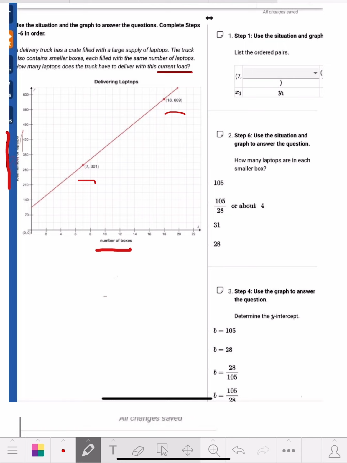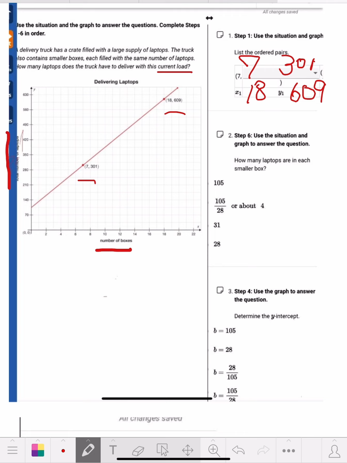So they want the ordered pairs, okay? So we got 7. I'm just going to write them in here. We got 7, and we got 301. Then we got 18, and we got 609. And sure enough, those were drop downs. Okay? So that fits. So that's what they wanted there.